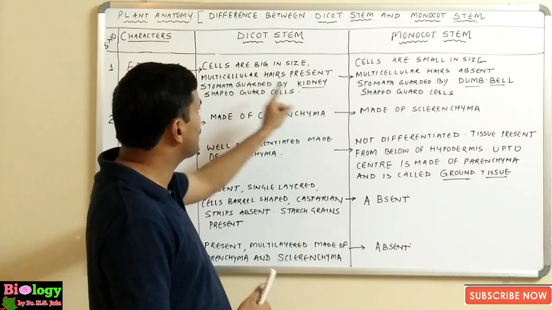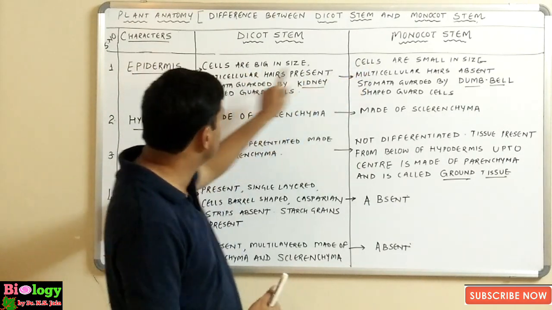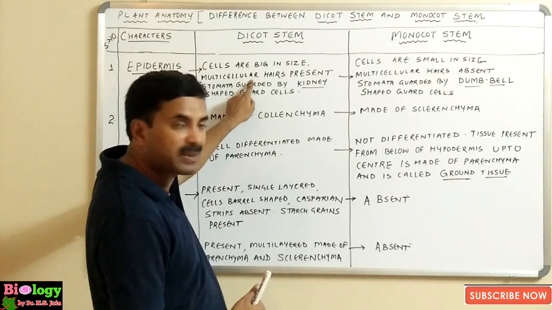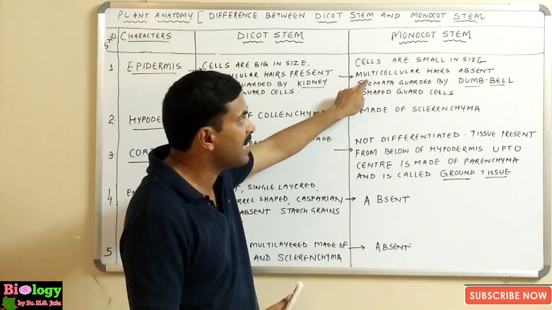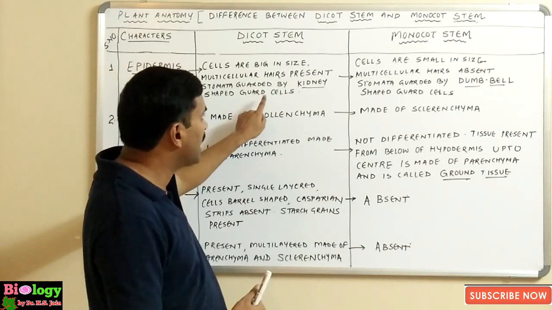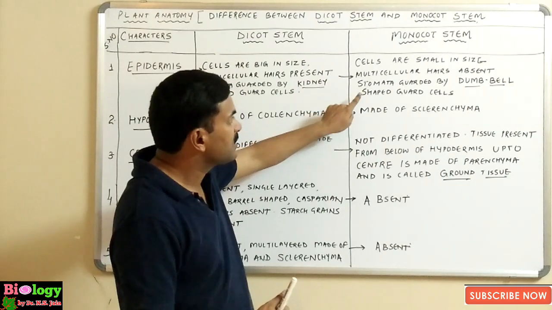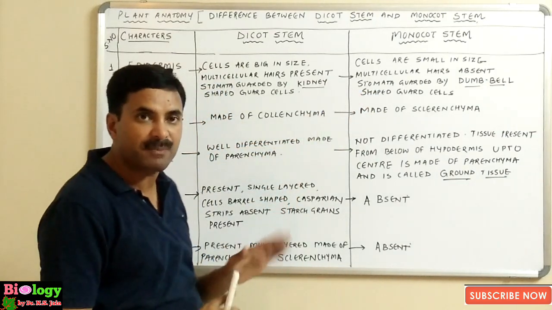So you can differentiate it. Cells of the epidermis are big in size here, and small in size there. Here multicellular hairs are present, there multicellular hairs are absent. Here the stomata are guarded by kidney shaped guard cells; there the stomata are guarded by dumbbell shaped guard cells.